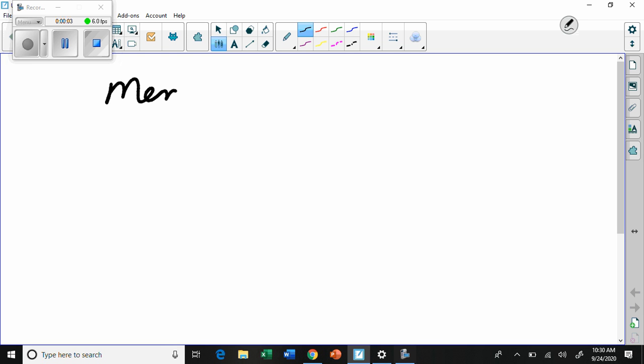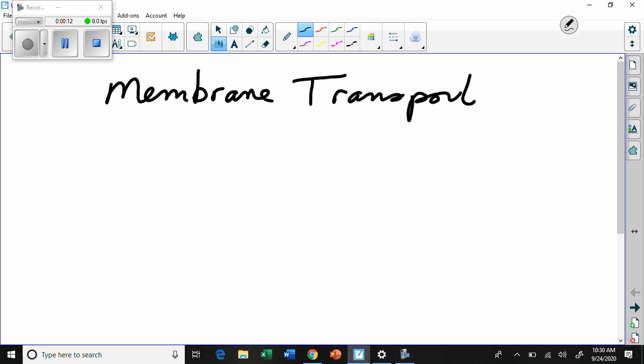Membrane transport. So we're talking about the fact that obviously things have to move in and out of cells, and how does this happen? And it happens in many different ways.